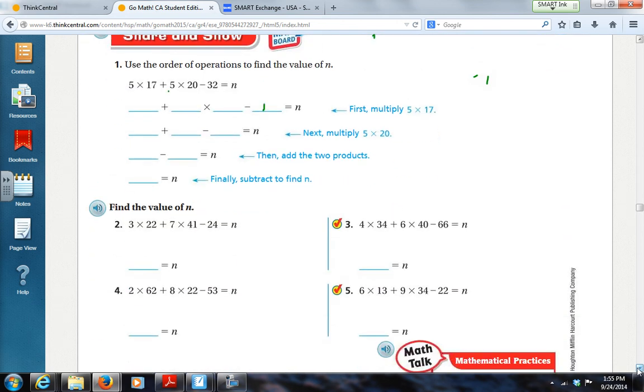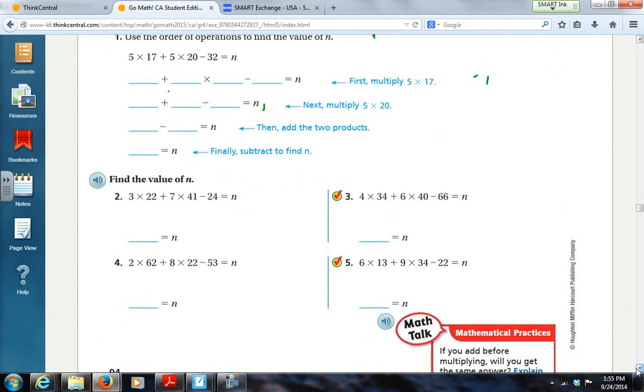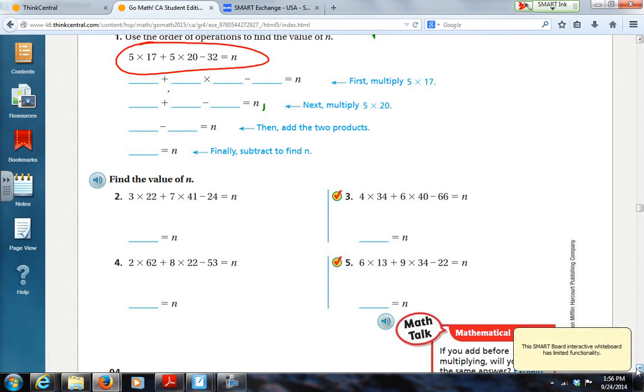All right, let's take a look at our problems. Number 1 says to use the order of operations to find the value of n. Okay, I'm going to do it my way first, and then I'll do it their way. So what do I need to solve first? Here's my equation. What do I need to do first, Brantley? First, you have to multiply 5 times 17. Okay, so I'm going to go 5 times 17.